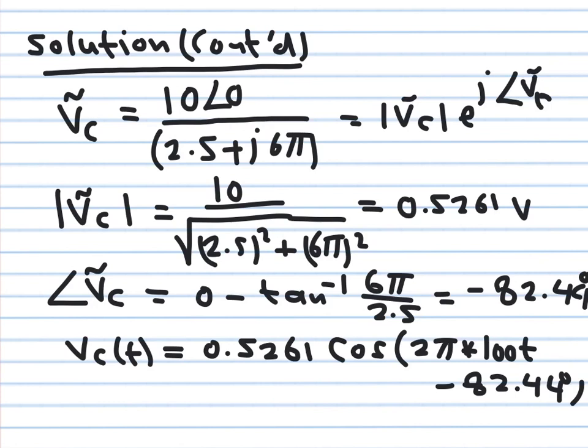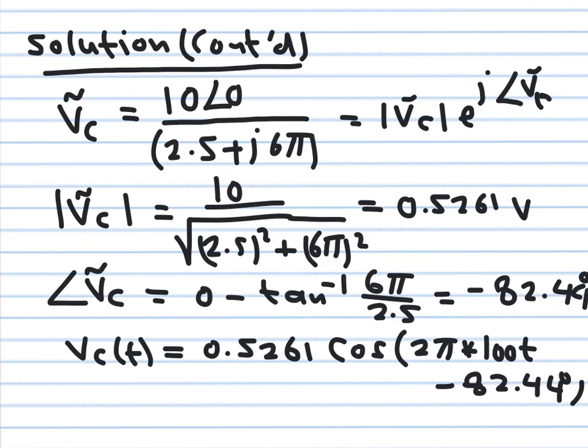Now the angle, again we said these are two complex numbers divided. Then the angle of the phasor will be the angle of this division, which is the angle of the numerator minus the angle of the denominator. The angle of the numerator is 0 because it's purely real. The angle of the denominator is the inverse tangent of 6 pi divided by 2.5, the inverse tangent of the imaginary part divided by the real part. This will give you a real answer. It's 82 degrees, but there is a negative sign, so minus 82.44 degrees.